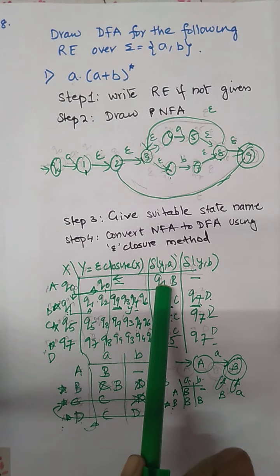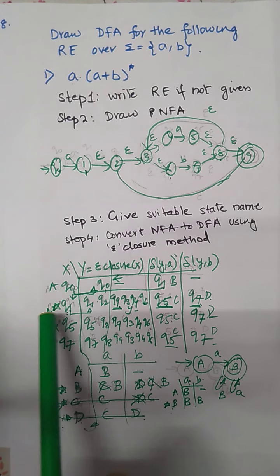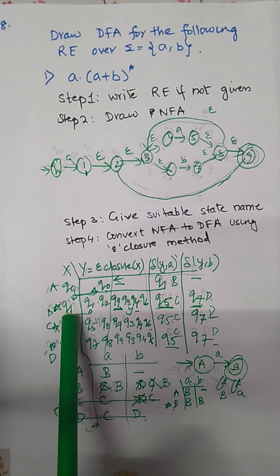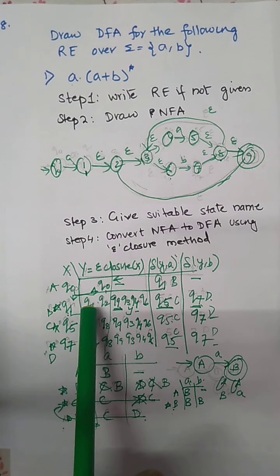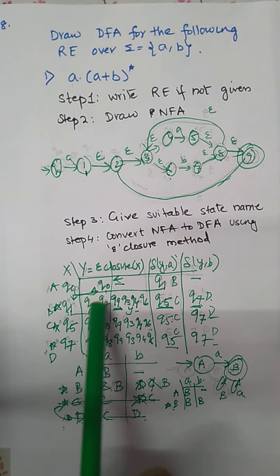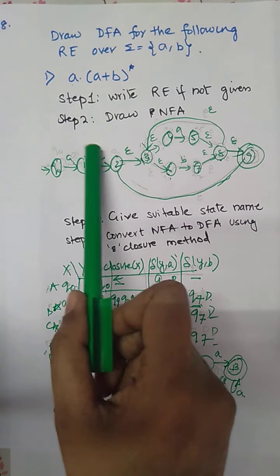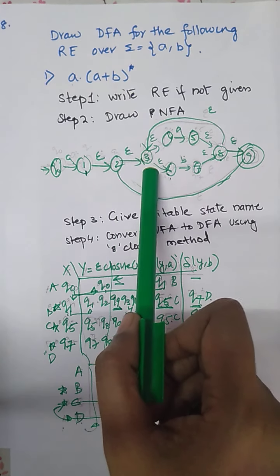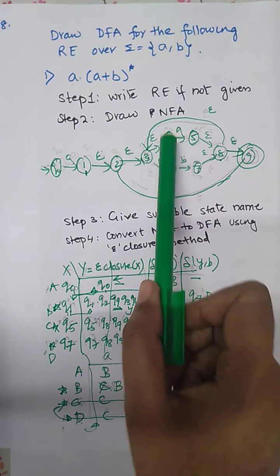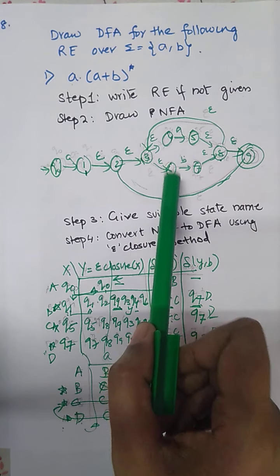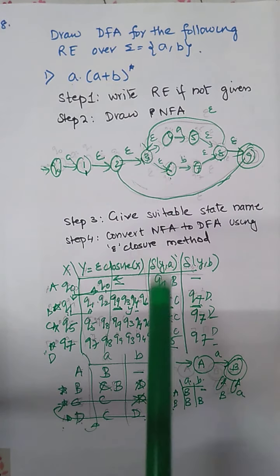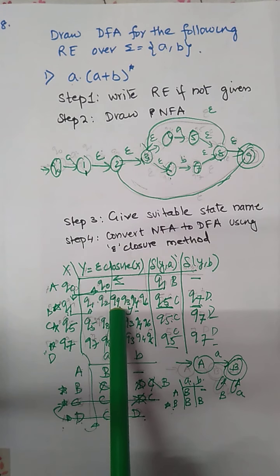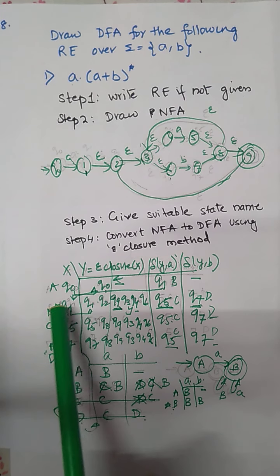Now Q1 will become the reachable state, so we have to consider it. Now we have to find the epsilon closure of Q1. The epsilon closure of Q1 includes itself. Q1 with epsilon goes to Q2, Q2 with epsilon goes to Q3, from Q3 it goes to Q4, from Q3 also to Q6, and from Q2 also to Q9. So this is the epsilon closure of Q1. As it contains Q9, which is the final state, Q1 will be marked as a final state.